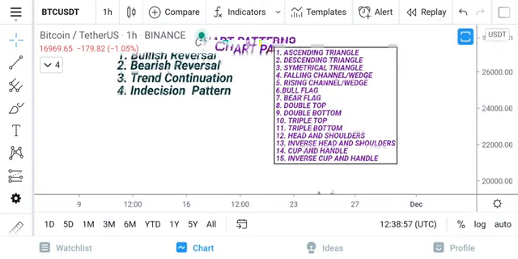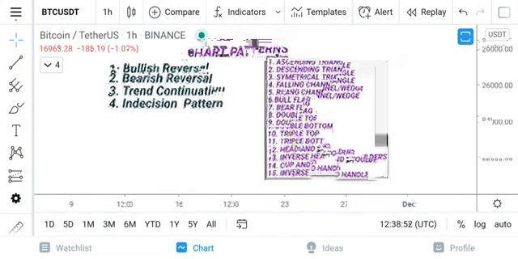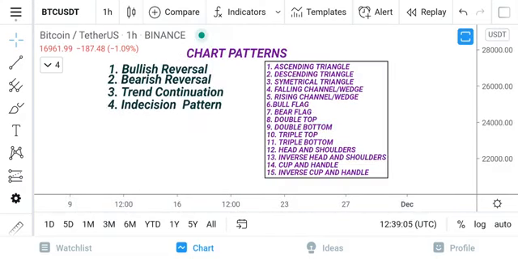So the best way to trade these chart patterns is to trade them with the trend. So for example, if the price is in an uptrend, you are going to be looking for bullish reversal chart patterns and bullish trend continuation chart patterns. If the price is in a downtrend, you are going to be looking for bearish reversal chart patterns and bearish trend continuation chart patterns. So that's the type of chart patterns you are going to look for.